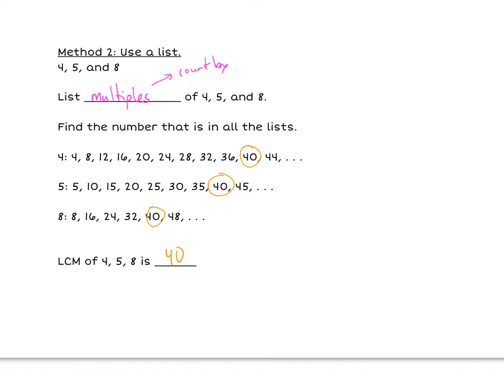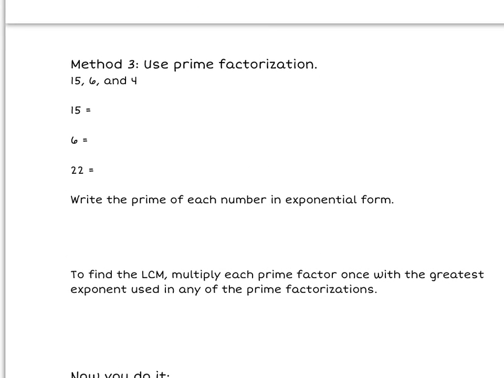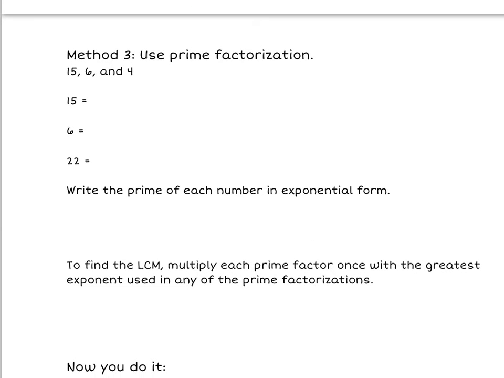That method works really good for smaller numbers. It's really easy to count by 5s. It's really easy to count by 10s. It's really easy to count by 2s. But when you get to bigger numbers, you want to use this method. And I chose small numbers here to make it fast for us. But we'll do a couple examples later.